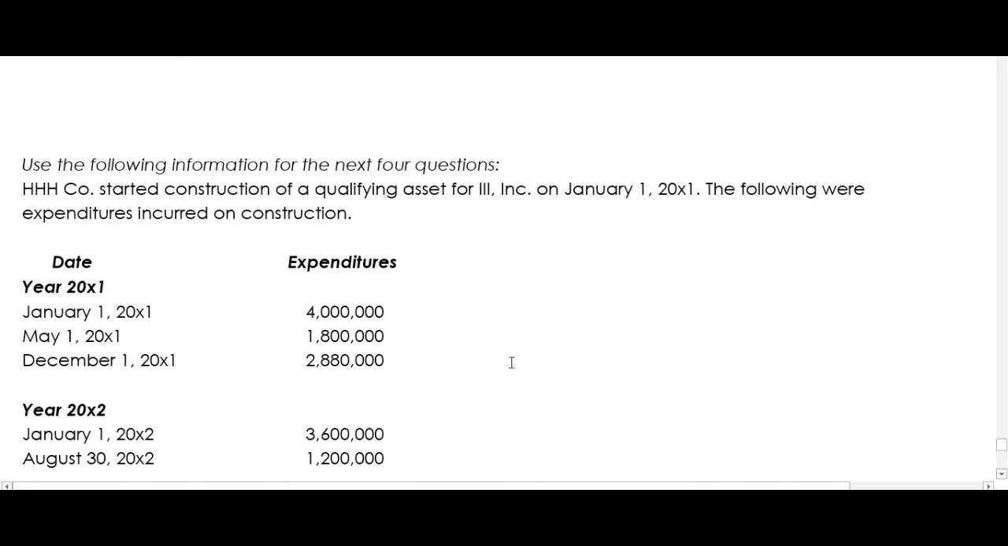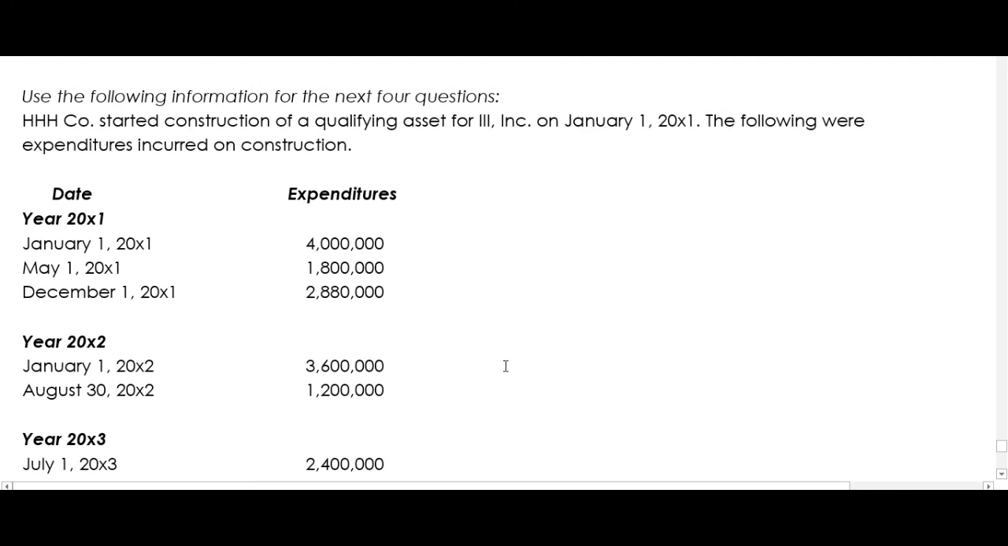So we go now to our comprehensive example. Ito na yung mga klase ng borrowing cost na lalampas siya ng 1 year. So ibig sabihin mag-accumulate tayo ng borrowing cost. Okay? Mag-accumulate tayo ng borrowing cost for the entire period na tuloy-tuloy pa yung construction hanggang matapos. Okay? So for this problem, we have 4 questions.